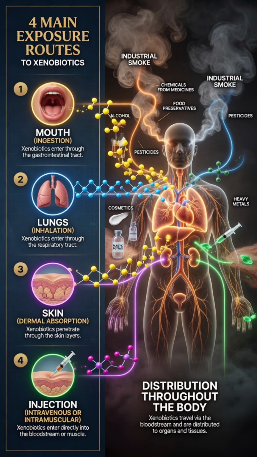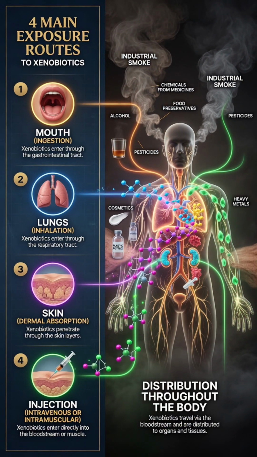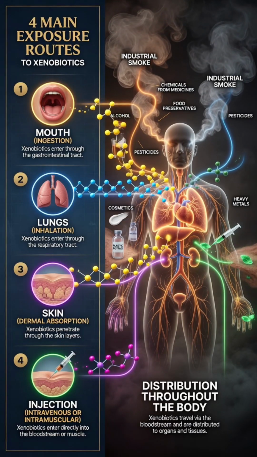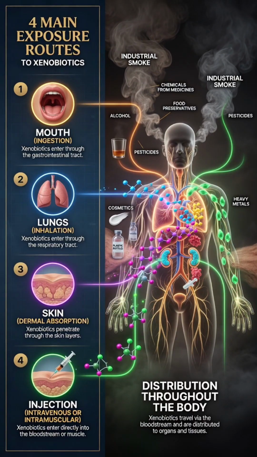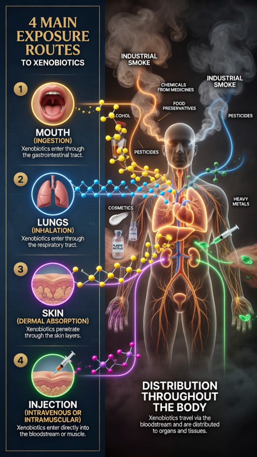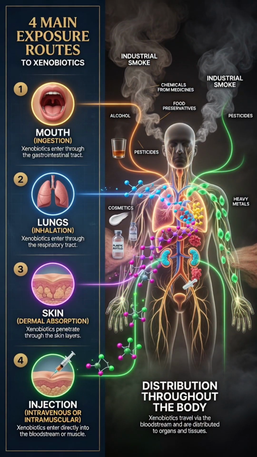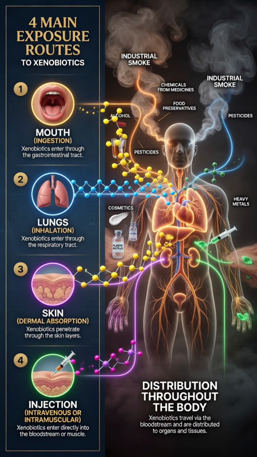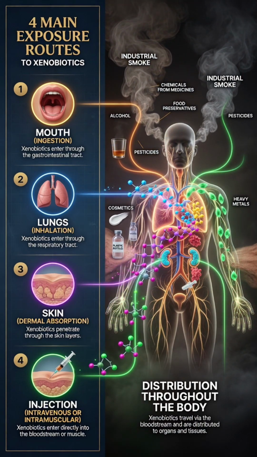These xenobiotics have their routes of entrance or exposure: oral, injection, inhalation, and skin absorption. Once they are inside the bloodstream, they travel rapidly to different organs. You can see the four main exposure routes explained in this video: how they enter through the digestive tract, the lungs, the skin, and the bloodstream. Once this is done, they travel throughout the body.